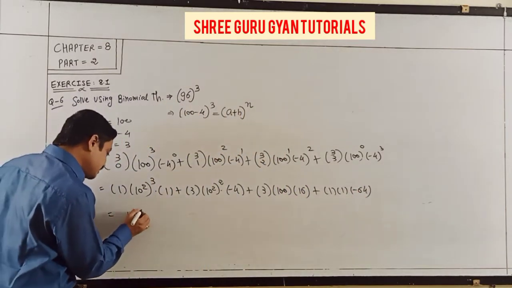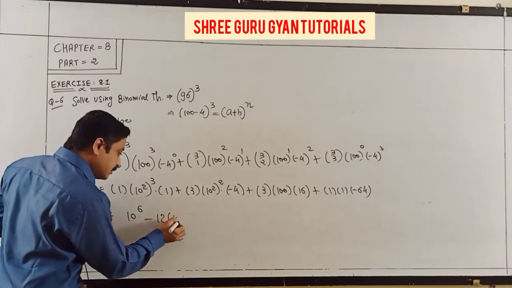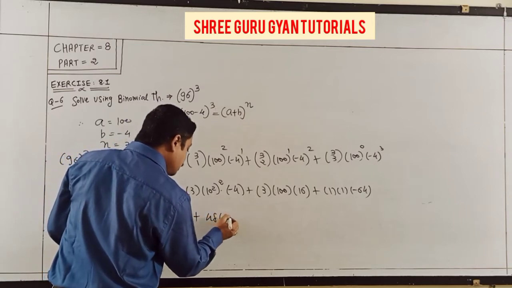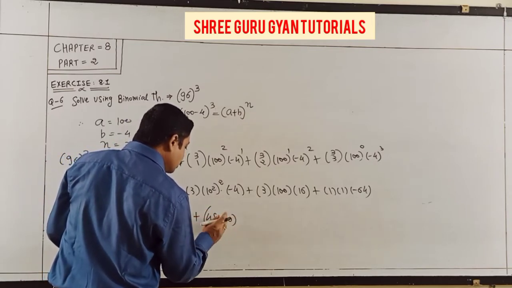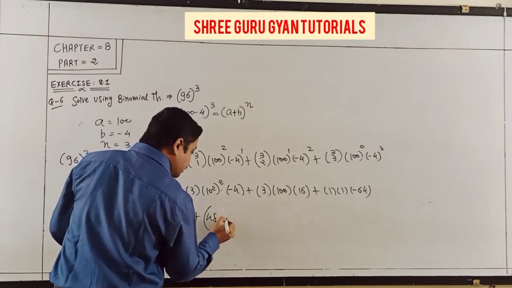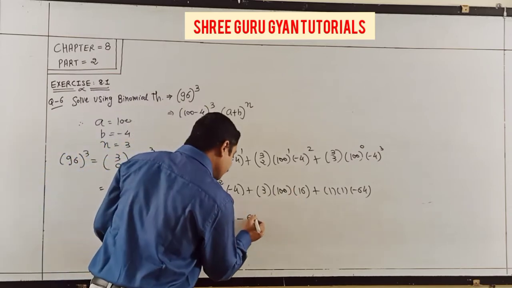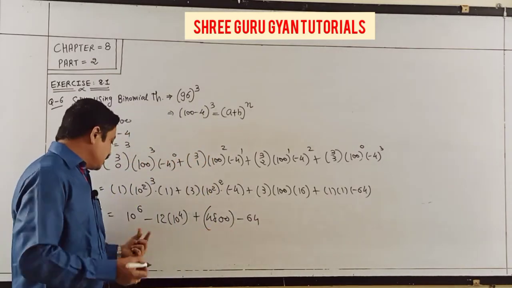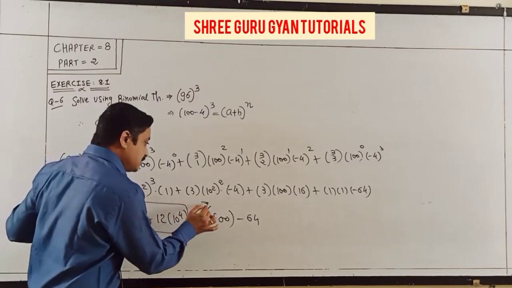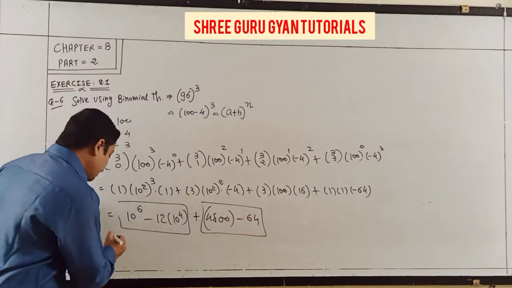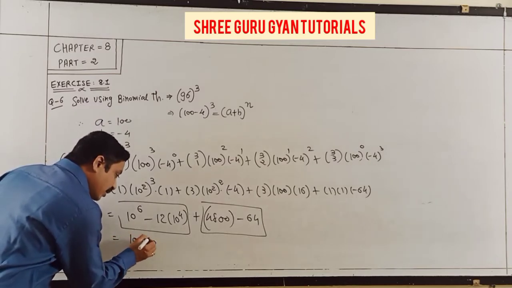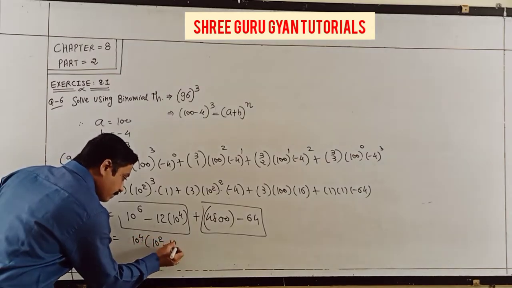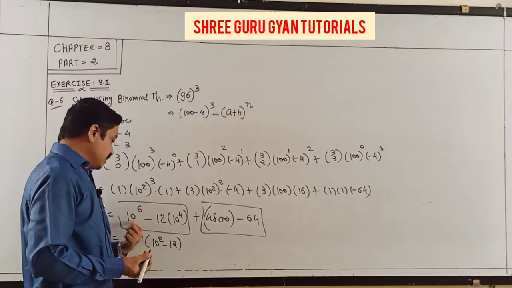So here 10 raised to 6. Minus 4 times 3 is 12, 10 raised to 4, continue. 16 times 3 is 48, and 0, 0, with the 100 also multiplying, so 48 and double 0, and last, minus 64. So can we calculate this 2 and this 2 combined? Very easy, taking this common, and these 2 are calculated. So students, here 10 raised to 6, I take common 10 raised to 4, remaining are 10 squared minus 12.